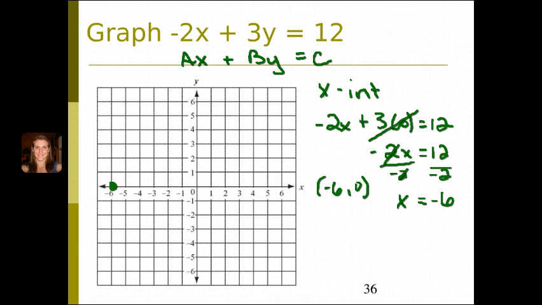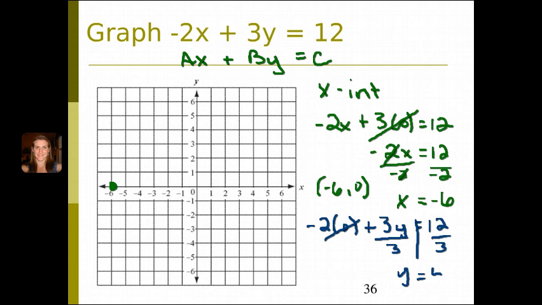If we are looking for the y-intercept, again, you would write the equation, but this time, if you're looking for a y-intercept, your x has to be 0. Negative 2 times 0 cancels out. Divide both sides by 3, and you get that y equals 4. Well, again, it has to be as a coordinate, so you would have 0, 4.